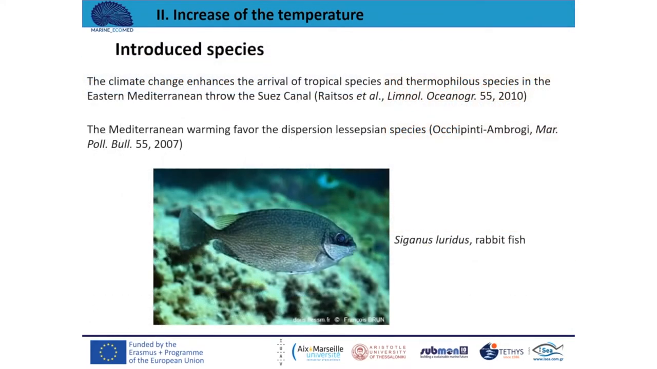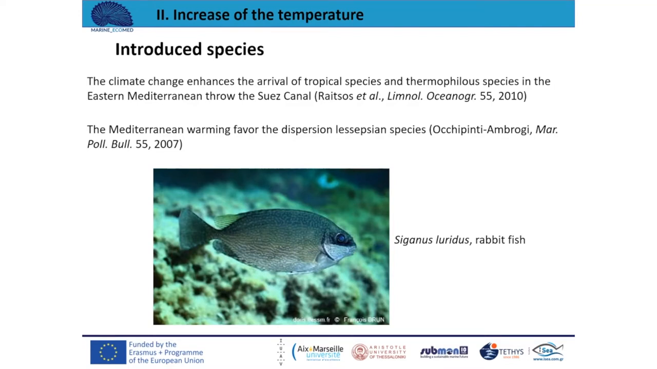Climate change enhances the arrival of tropical and thermophilic species in the eastern Mediterranean through the Suez Canal, and their dispersion is favored by the warming of the seawater. For example, the rabbitfish, Siganus luridus, recorded for the first time in the Mediterranean in 1956, has since progressively continued its geographical expansion through the eastern Mediterranean. The westernmost Siganus luridus populations are reported in the northeast of Tunisia, the island of Linosa in the Sicily Strait, and Cap d'Orlando in northern Sicily.